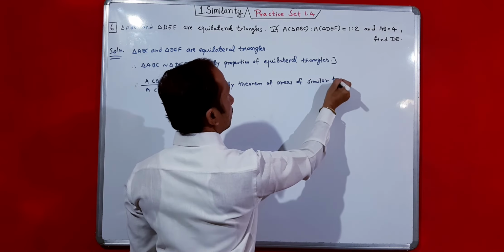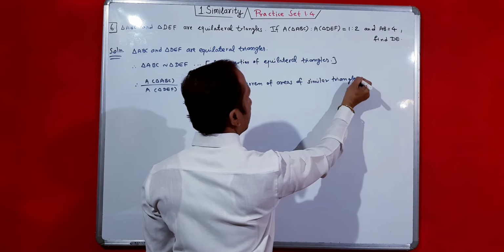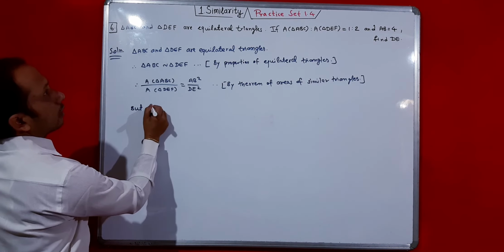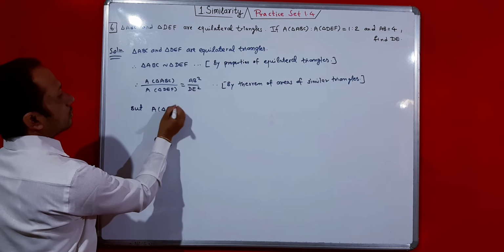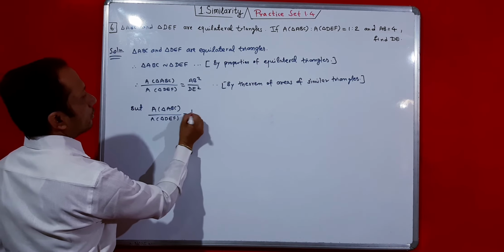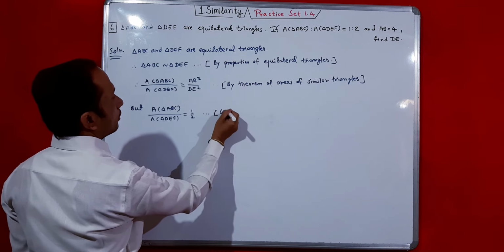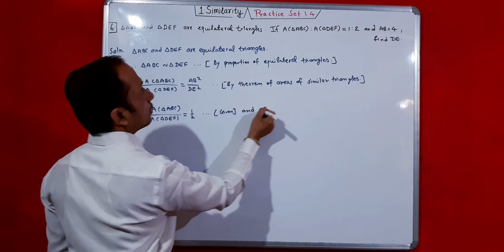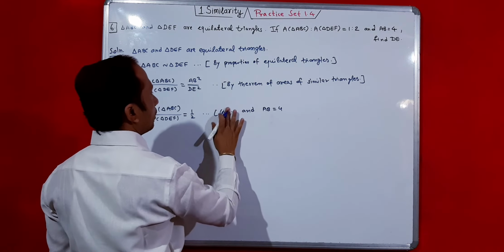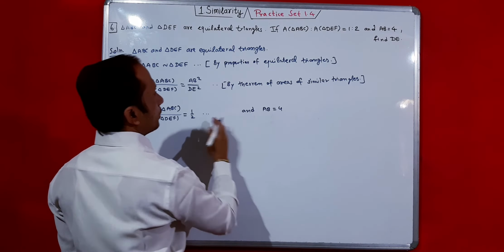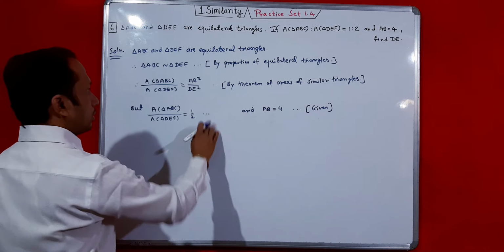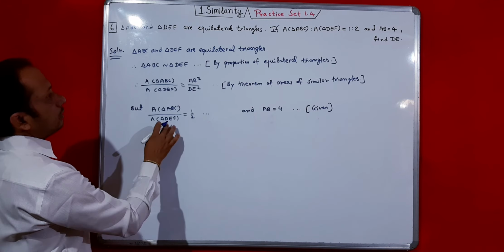Okay, triangles. So you write this. Okay, so once you get this, the area of triangle ABC over the area of triangle DEF is equal to 1 by 2, it is given. And AB is equal to 4, it is given. You write this is given. So therefore we can write this and this is same.